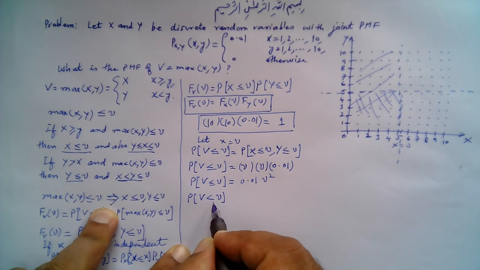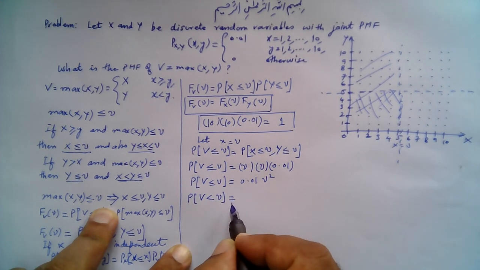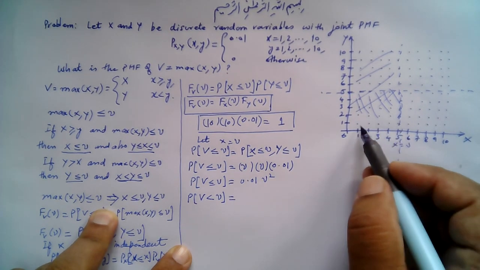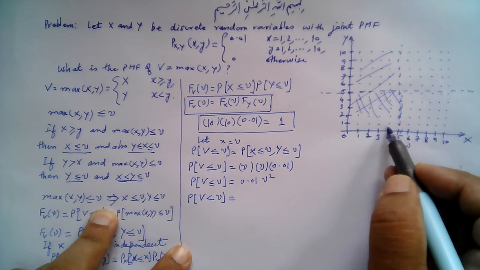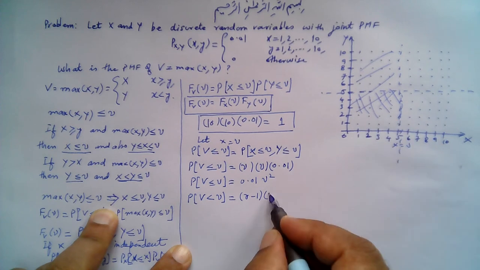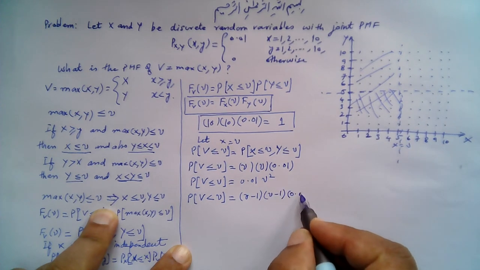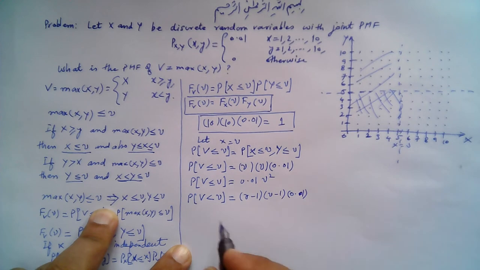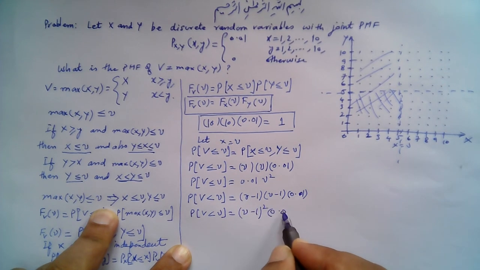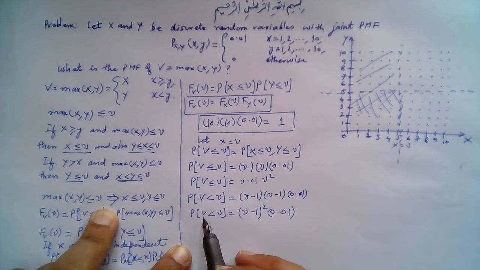In a similar manner, if we wanted to calculate V less than v only, not less than or equal to, we remove the equal sign here. In that case, the length of this row will be v minus 1. So this is v here, and this is v minus 1 here. So v minus 1 multiplied by v minus 1, and 0.01, the value of the probability. So P(V less than v) is equal to (v minus 1) square multiplied by 0.01. This is the probability when capital V is less than small v, right?